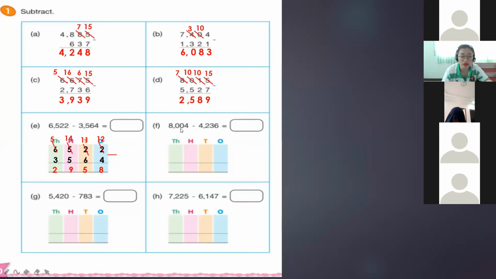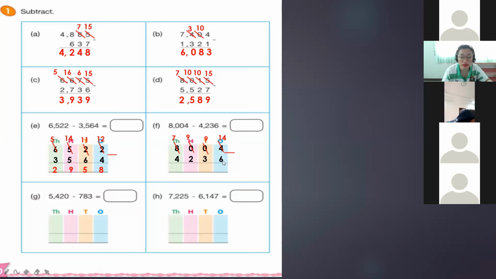We have the numbers 8,004 minus 4,236. So let's write 8,004 minus 4,236. So again, start subtracting from the ones place. So 4 is smaller, so we have to borrow again. So 0 becomes 9. And this one becomes 14. Okay, so from 0, we have to borrow from here. So we have here 7, 9, 9, 14.